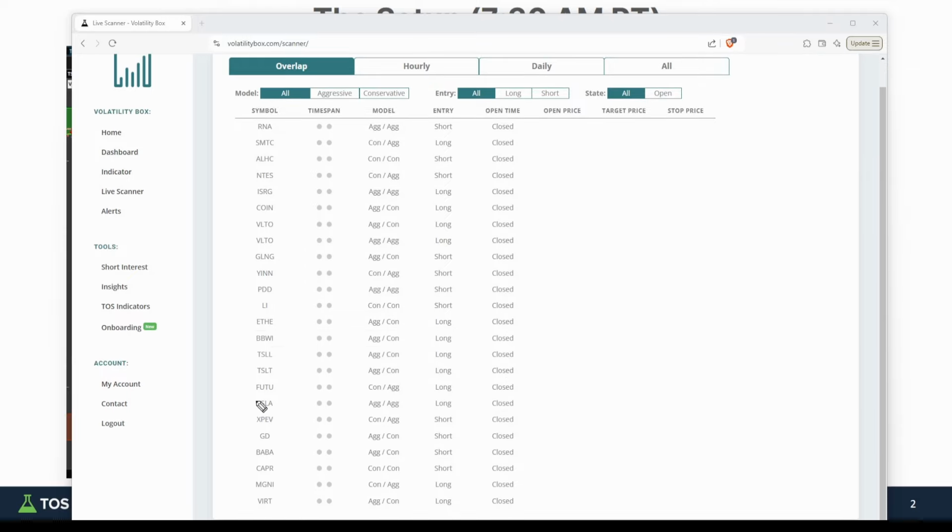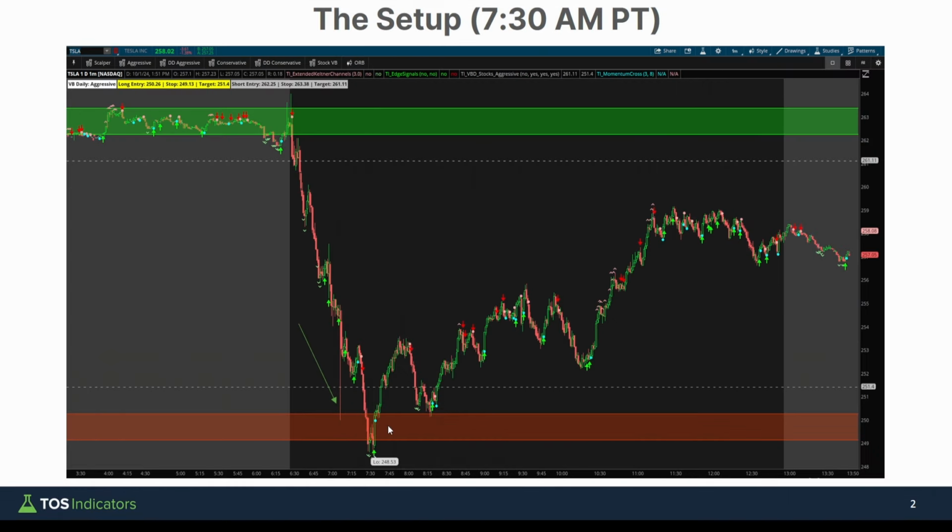Today, Tesla was one of those stocks which appeared on this list early on in the morning. Tesla appeared right around that 7:30 a.m. mark, about an hour after the markets had opened, telling you that you have a volatility edge. So that's where the setup in Tesla came about, why Tesla caught our attention.